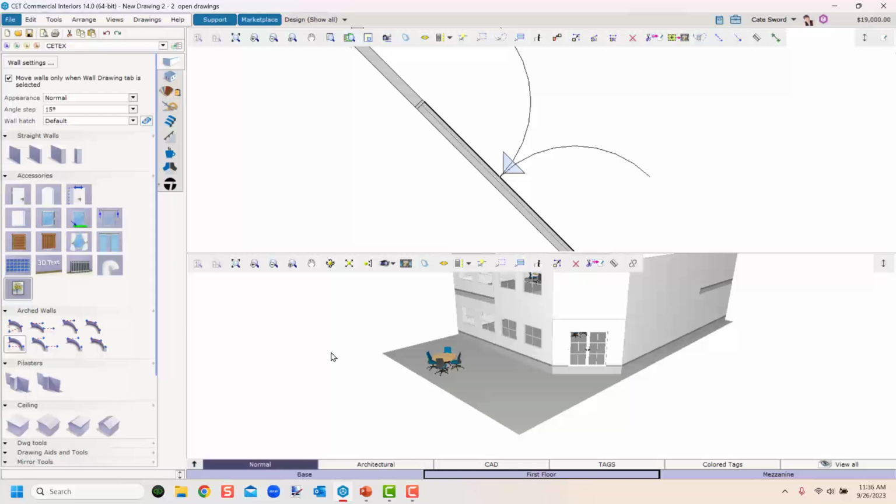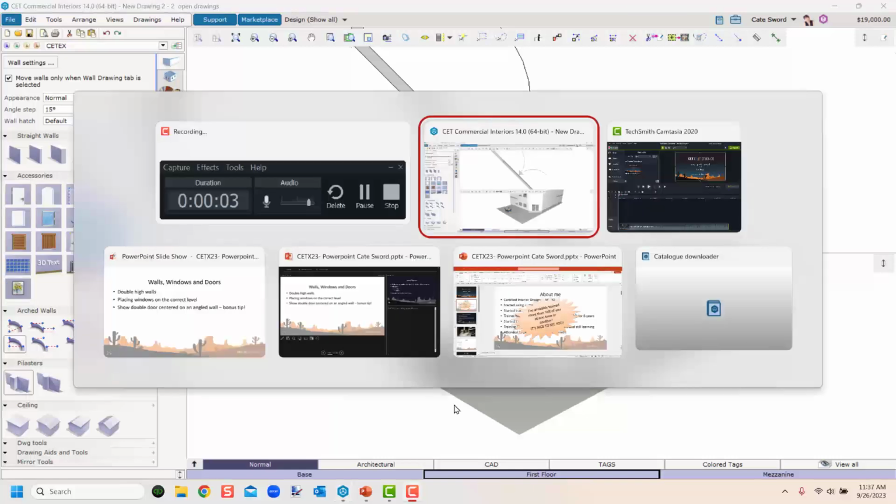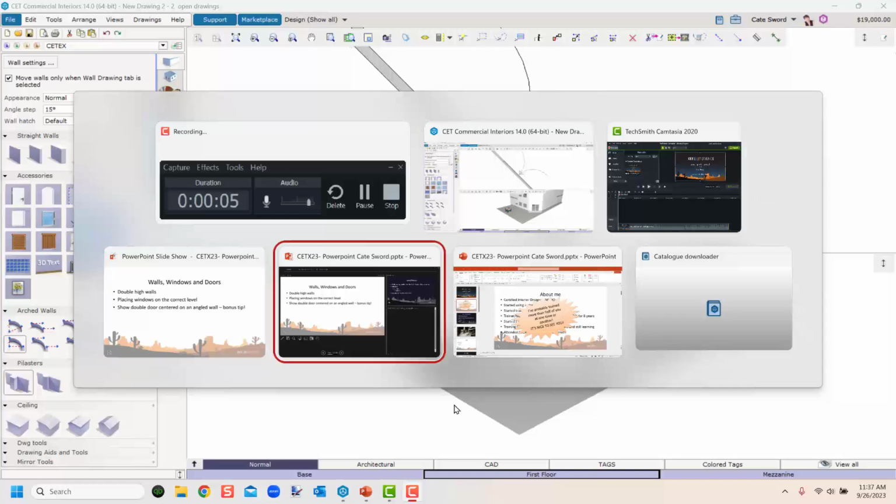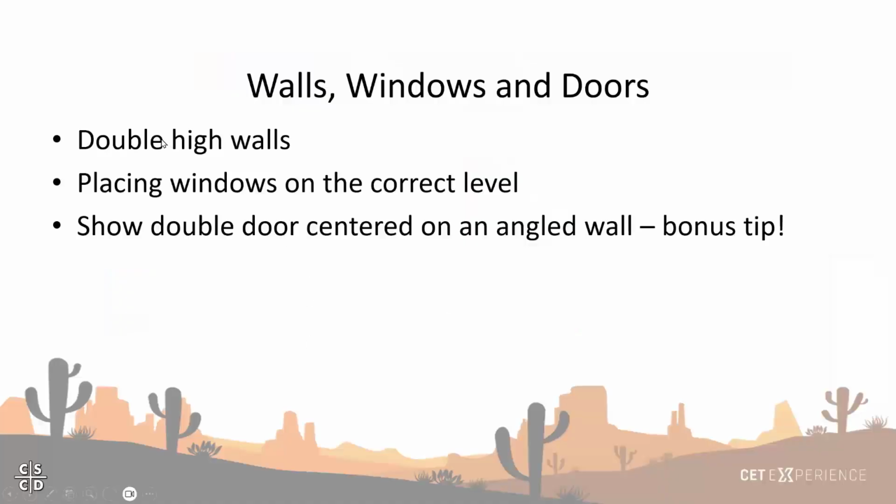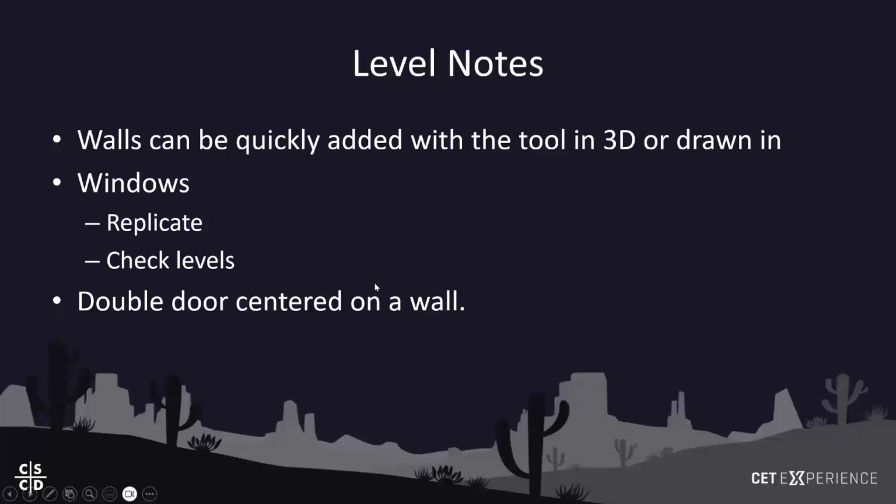Let's go back to the PowerPoint now. Okay. So I talked about double height walls, placing the windows on the correct level, and showing the double door centered. A bonus tip, right? One thing you're going to want to make sure is that when you do them, it's easier to start in the 3D because then it quickly goes to the right level. All right. And I showed you how to double door centered on the wall.